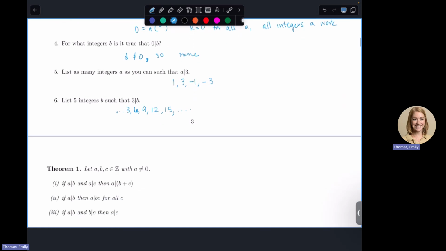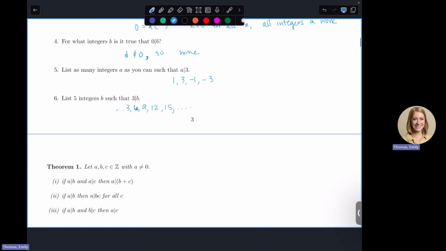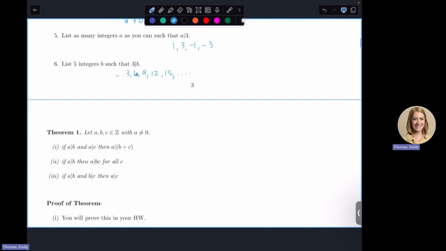We have this theorem. A, B, and C are integers. A is not 0. These 3 things are true. If A divides B and A divides C, then A divides B plus C. If A divides B, then A divides B times C for all C. Theorem part 3 there: if A divides B and B divides C, then A divides C. You've got a transitivity property and associative property, sort of, and I don't know, commutative. Anyway, you're trying to pick up some properties here with divides.